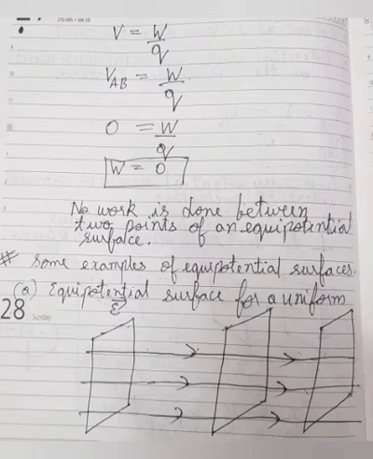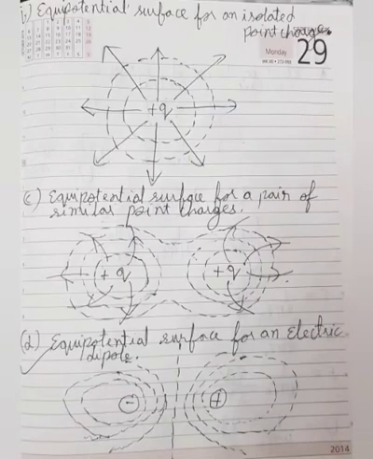Now the second example is equipotential surface for an isolated point charge. We have placed an isolated point charge and we have originated the electric field lines outward because it is a positive charge, and as per the electric field lines we have drawn circular surfaces which are perpendicular to the electric field lines.